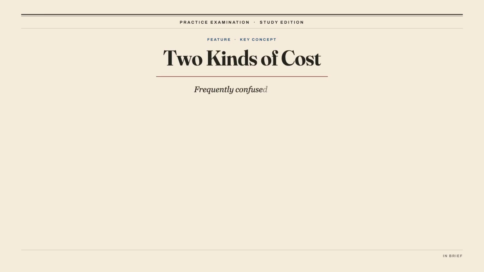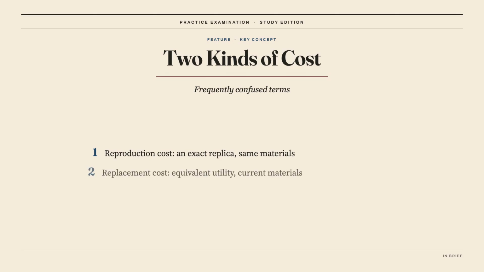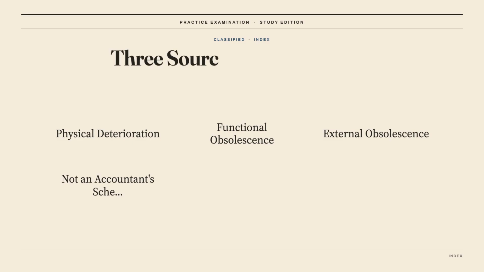The cost figure itself comes in 2 forms. Reproduction cost is an exact replica, while replacement cost is a building of equivalent utility using current materials. And appraisers favor replacement cost, since reproducing outdated plaster and mechanical systems produces a number nobody would pay.